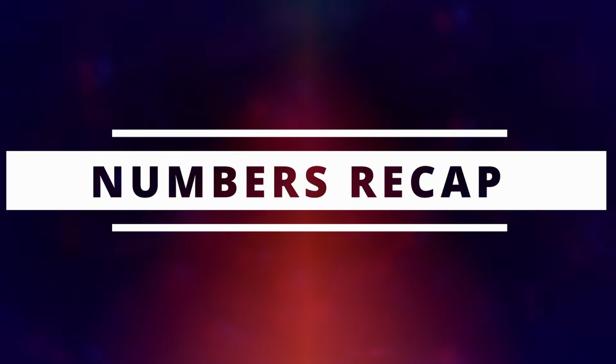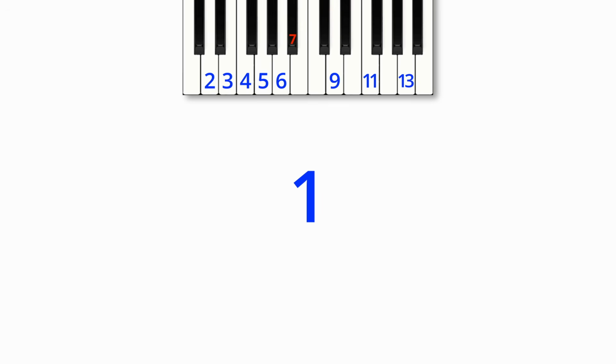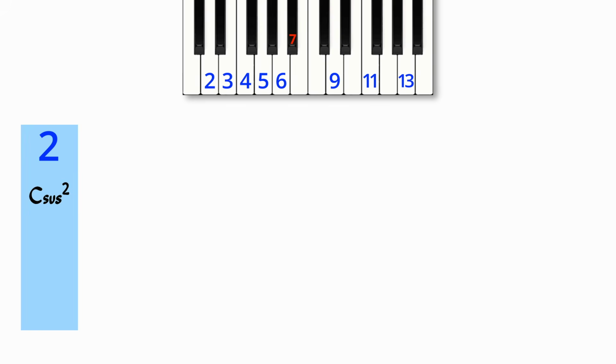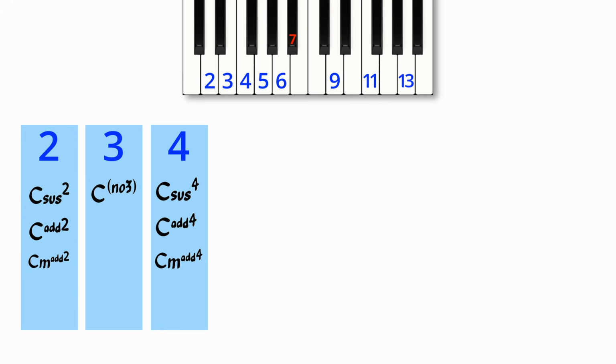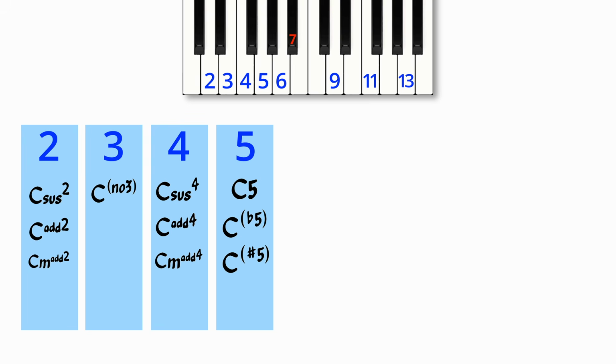Let's do a quick review of all the numbers you might encounter in chord symbols. 1 is never used because it's our root note. 2 appears in suspended chords, or it could be added to a major or minor triad. 3 is usually implied by the chord's quality, so we only need it when the 3rd is supposed to be left out. 4 is used just like 2. 5 is used to indicate a power chord, or when the 5th is diminished or augmented.